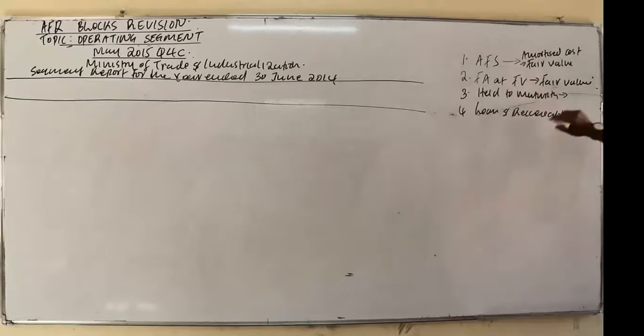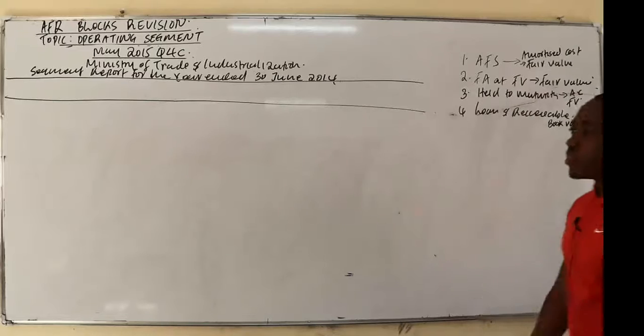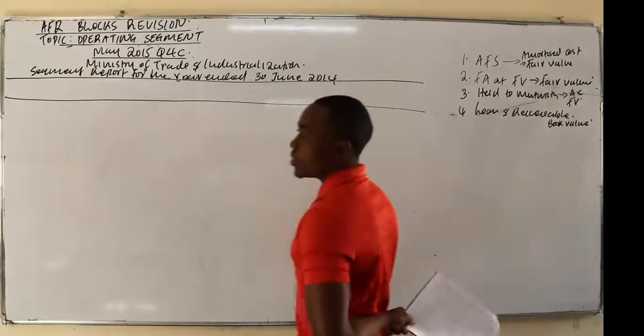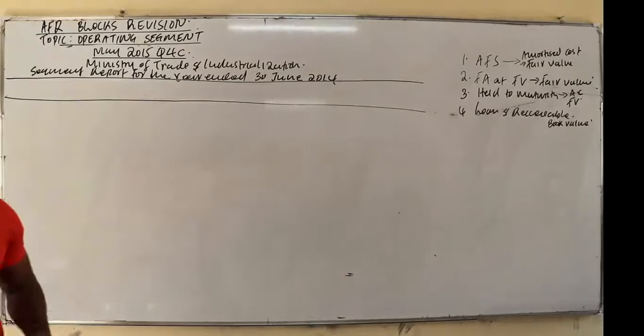Held to maturity is the same as available for sale, so they are either measured at amortized cost or at fair value. But loans and receivables are recognized always at their book value. You cannot revalue your own. So kindly go through your handout. You have them in your handout, the financial instruments.